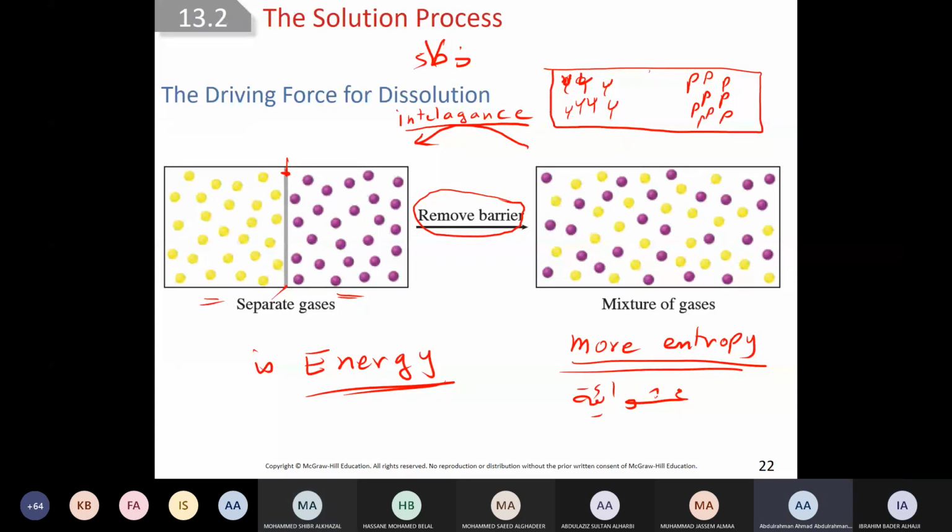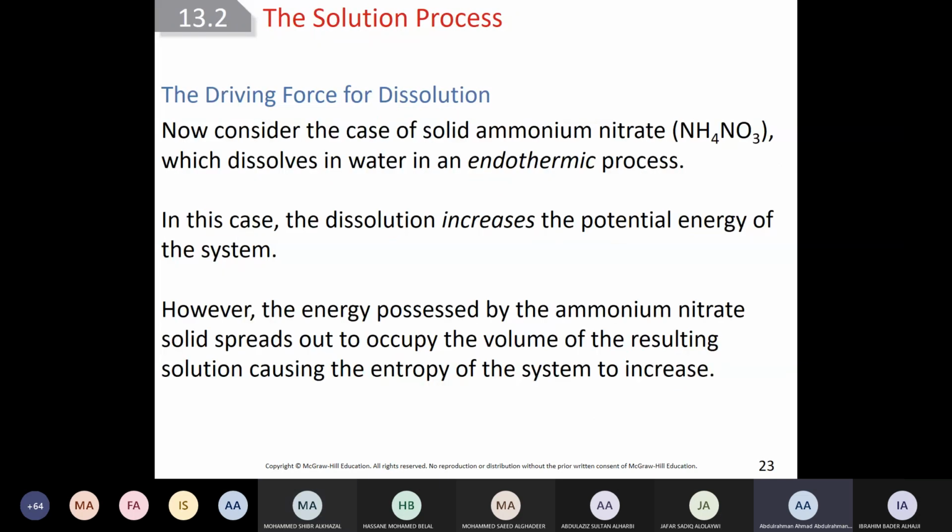From here to here is entropy, and from here to here is intelligence. What does intelligence mean? ذكاء. So what's the reverse of entropy? Intelligence. In order to put this back into this system, you need to be clever enough to differentiate between the colors and take this one, put it here, and take this one and put it here. Is this clear? That is the meaning of entropy. I hope this is clear.